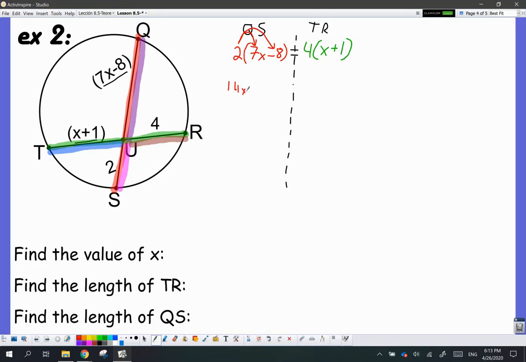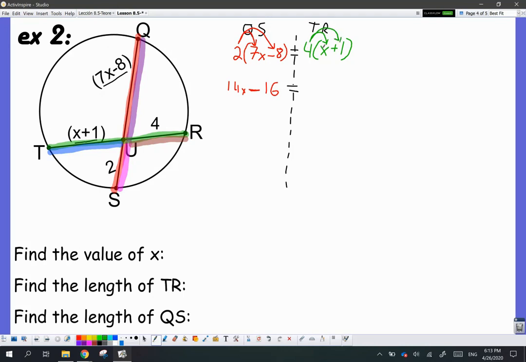So I have 14x. Then I have positive times negative, because this is negative 8. Positive times negative is still negative, so I have a minus sign. Then I have 2 times 8, which is 16. And then on the right-hand side, I need to apply distributive property again. So I have 4 times x, and then 4 times positive 1.